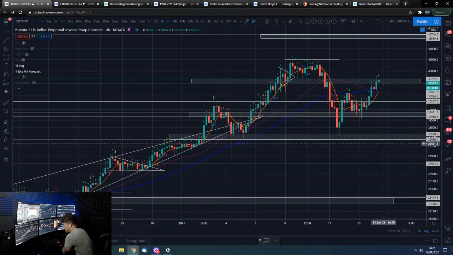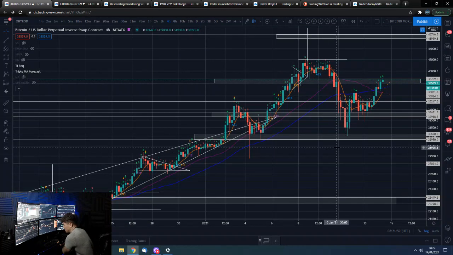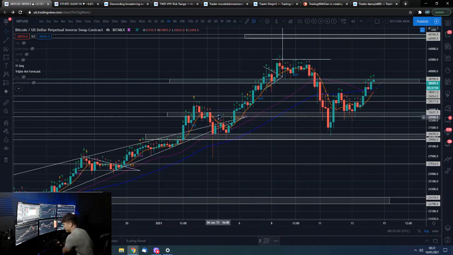Right, so where do we go from here? First and foremost, this head and shoulders is looking pretty much invalidated now, which is good to see. It is definitely good to see.